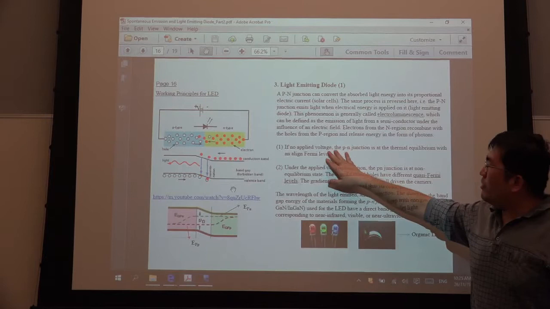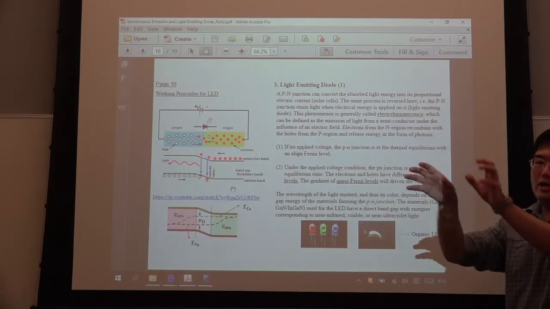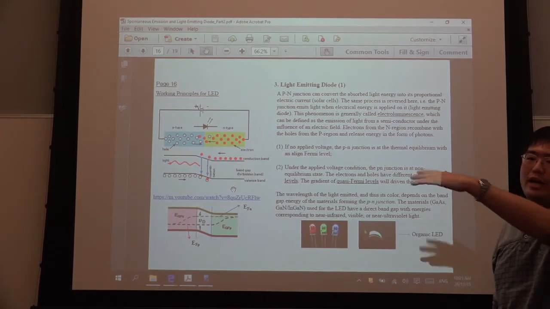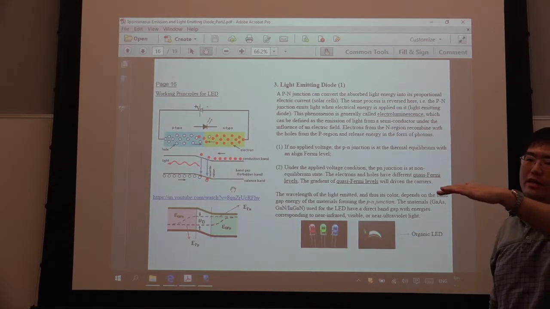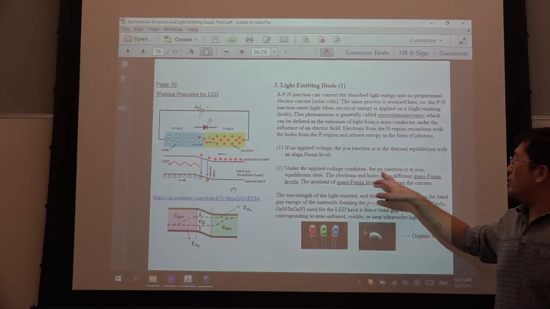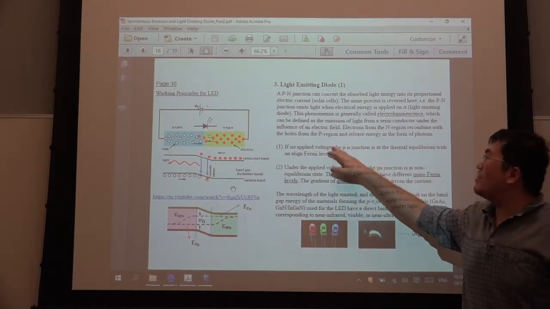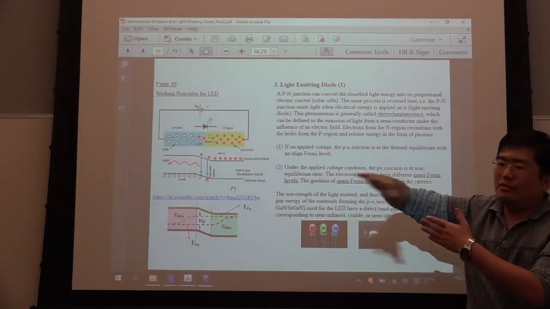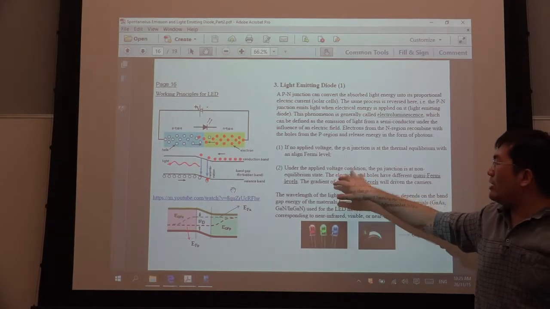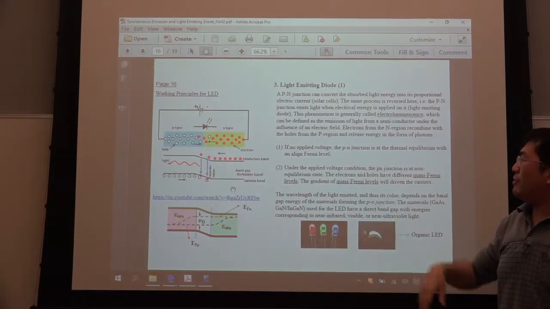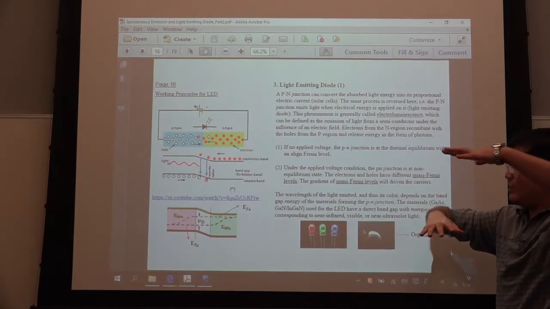The first picture is no applied voltage. The P junction and N junction, when touched together, have the same Fermi level. The Fermi level will align. This is the equilibrium state. But if voltage is applied, electrons and holes have different Fermi levels. We call it the quasi Fermi level.